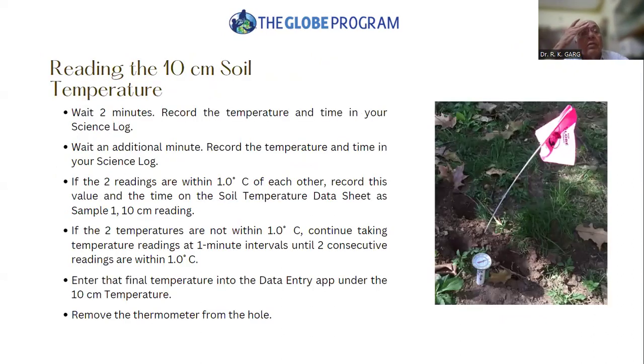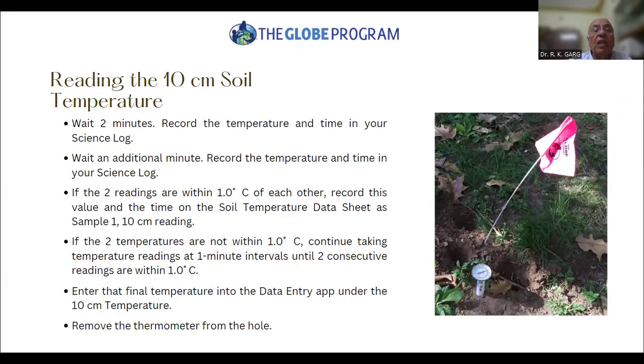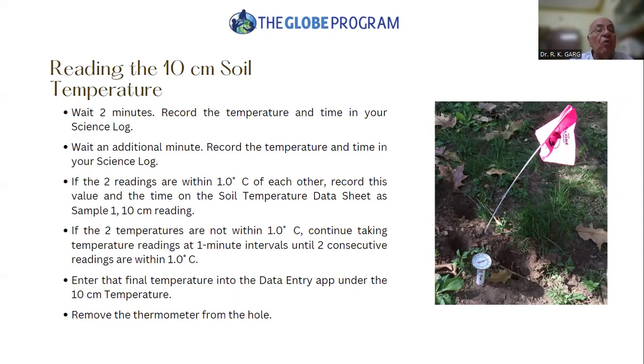So we take the reading, we wait for 2 minutes, and we try to see whether the temperature is stable or not. We wait for an additional 1 minute, take 2 readings continuously after an interval of one minute. If both the readings are the same or within 1 degree difference, then we have to record it. Now continue 3, 4, 5 readings of the same after every 1 minute and enter all these in the temperature sheet, then we can remove the thermometer from the hole. Next, please.